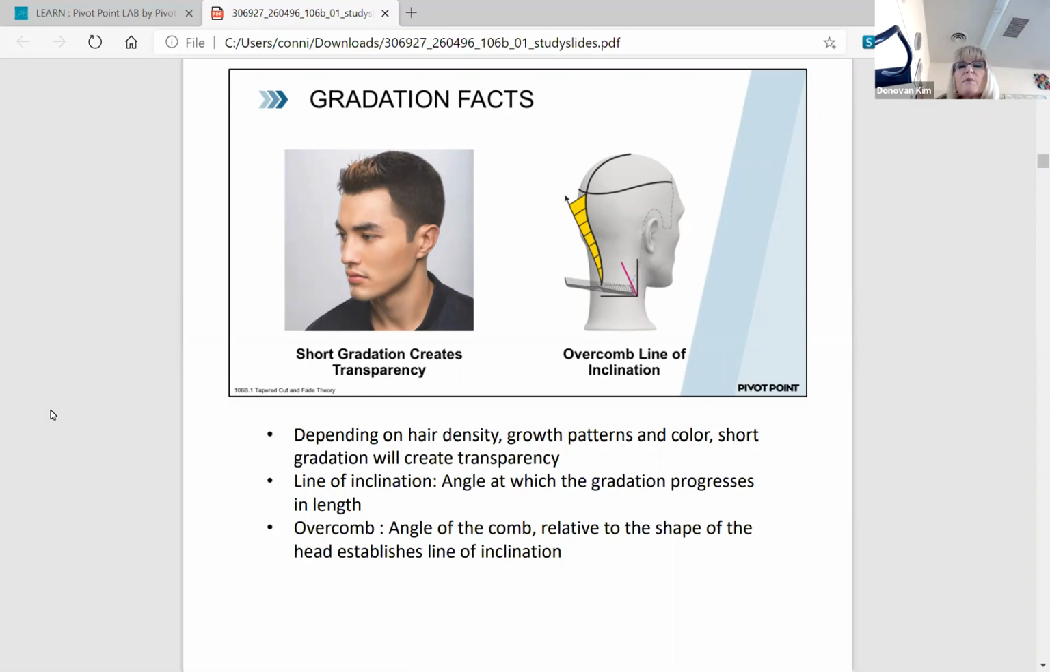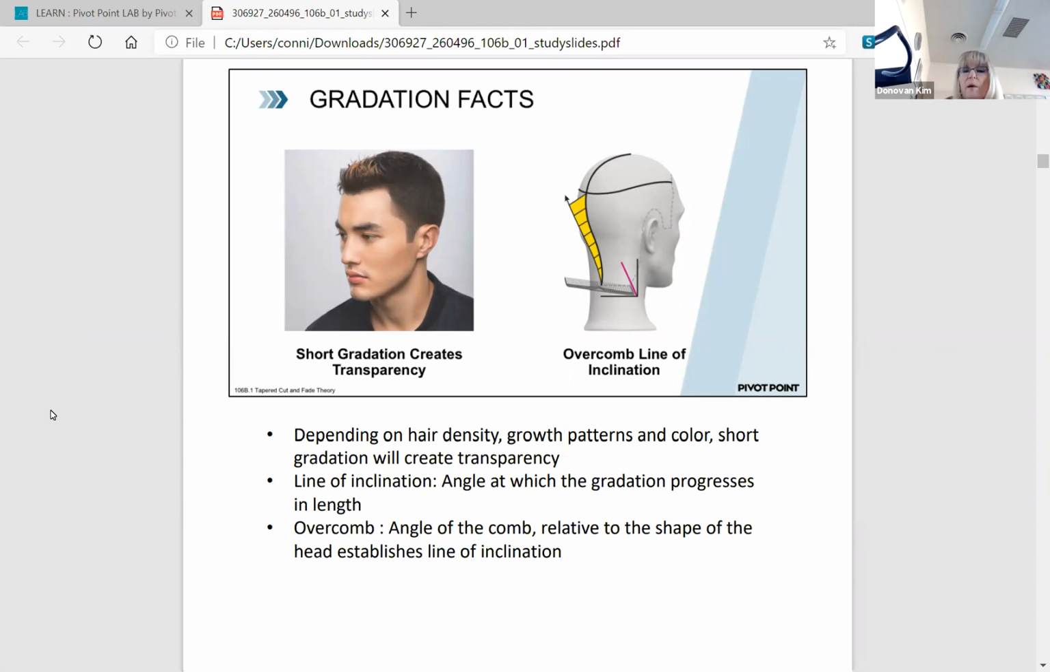If you're using an overcomb technique, instead of putting a number 2 on it and following the head shape, if you're just going over comb, the angle of the comb is what gives you the length of the hair, right? So the angle of the comb relative to the shape of the head establishes the line of inclination. That means, how far away are you holding the comb from the head? And doing that consistently all the way around the head has some challenges, to try to get the same length on the right side that's on the left side, holding it at the same angle.